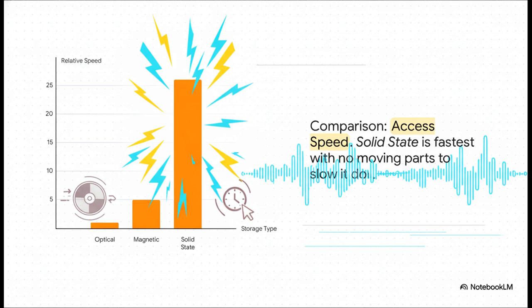Magnetic drives are slower because they have a physical delay. The disk has to spin up to speed, and the little arm has to move to the right spot. And optical? Well, that's the slowest of the bunch, as you probably know if you've ever waited for a game to install from a disk.